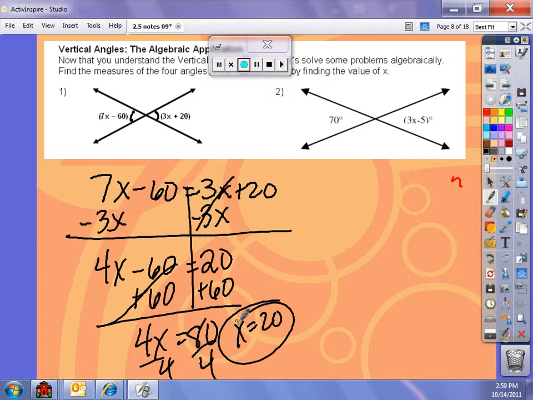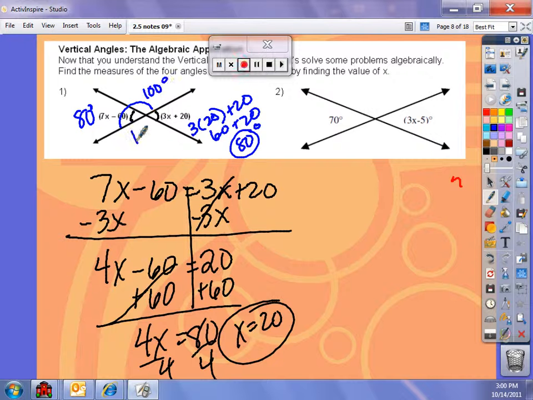Now that's not the angle measure, that's just the value of x. So now if I go back and evaluate, with x being 20, 3 times 20 plus 20, this is 60, plus 20 is 80. This one's 80 degrees, and this one's 80 degrees. Since these two are a linear pair, this one's 100 degrees, and this one's 100 degrees.